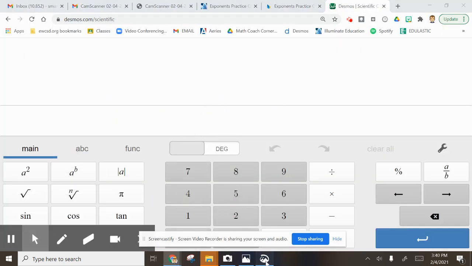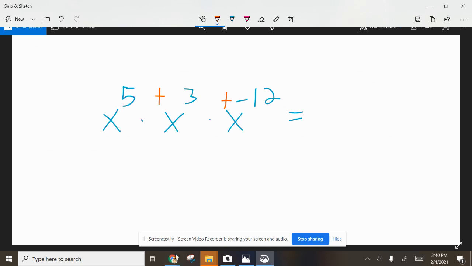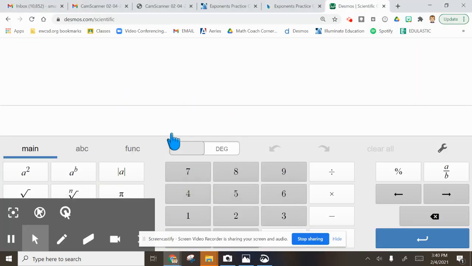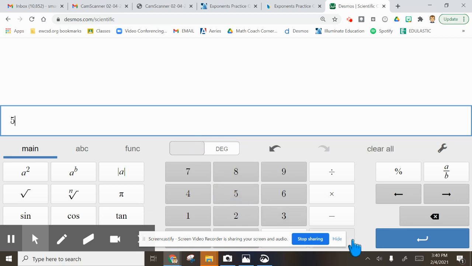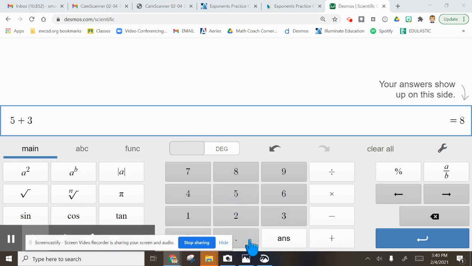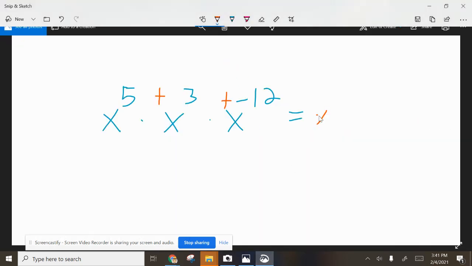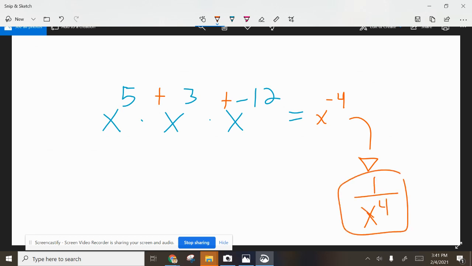So as I look at this, let me go back to the problem, okay? 5 plus 3 plus -12, and I can literally go, in my calculator, I can go 5 plus 3. I can even put plus -12, and I'll still get my answer this way, okay? Make sure you understand, you can always use your calculator for these ones. So then I get x to the -4. But we don't leave it that way, remember? We have to flip it. It has to flip sides, so it goes to the bottom and becomes 1 over x to the 4th, okay? Make sure you remember that.